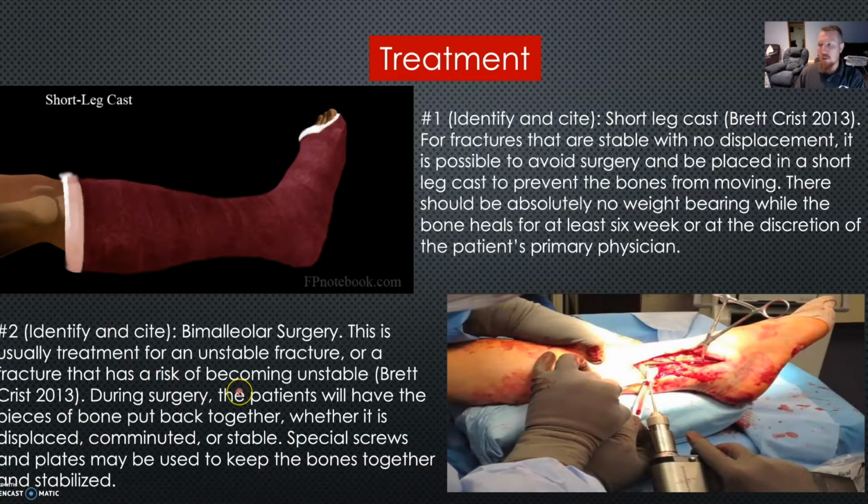So surgery would be another treatment that we would see with the leg. Screws and pins and rods may be put in depending on the doctor that's going to be taking care of that injury.